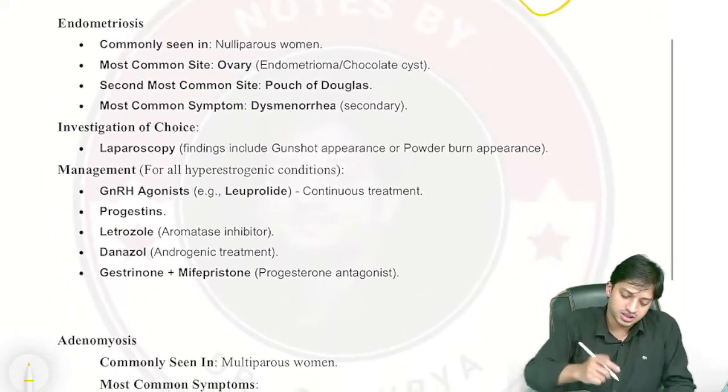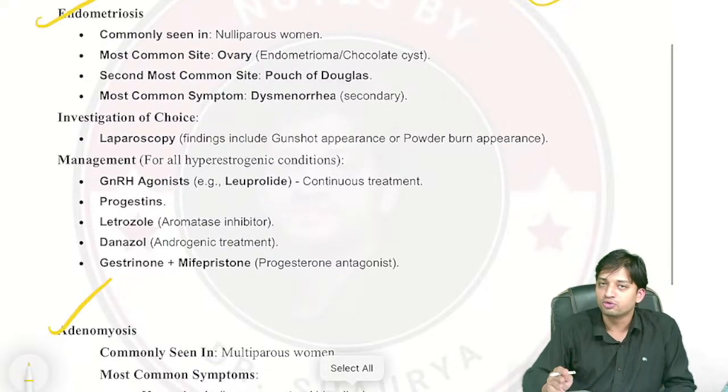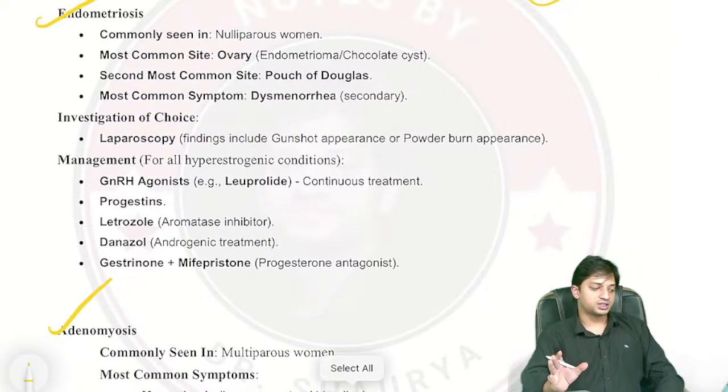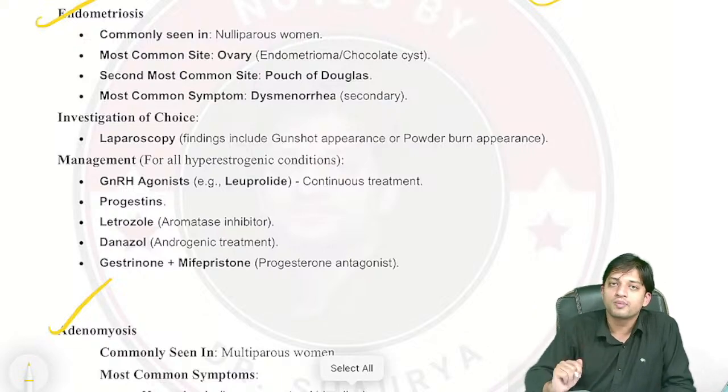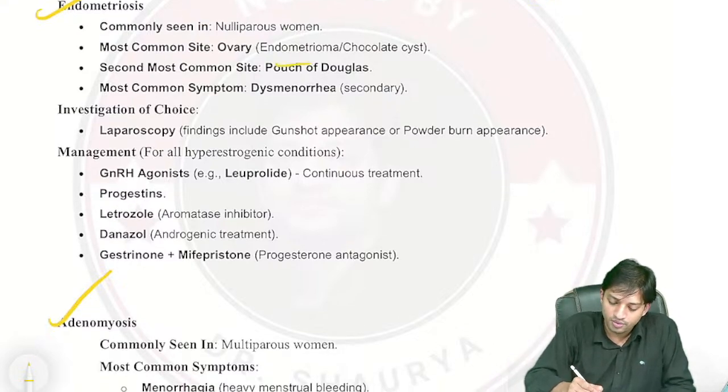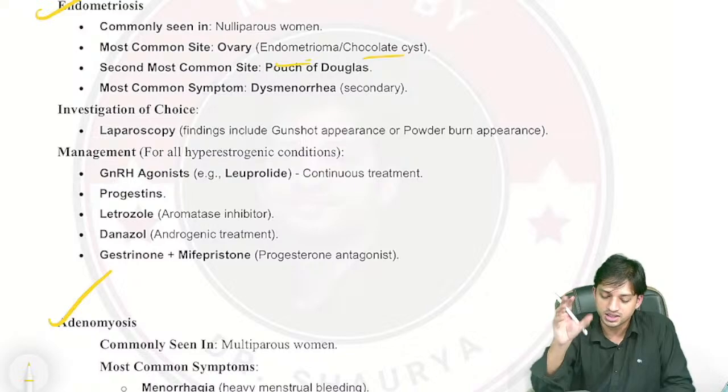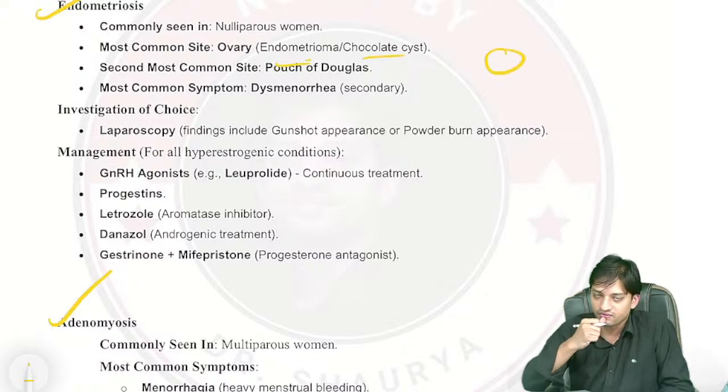Coming to the diseases such as endometriosis and adenomyosis. Endometriosis, what is it? It is commonly seen in nulliparous women. You already know, right? Most common site regarding endometriosis is the endometrioma or the chocolate cyst of ovary. You can see the chocolate cyst in the ovary where it will be formed.